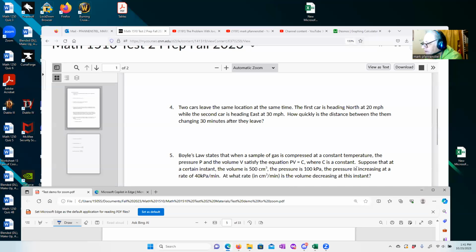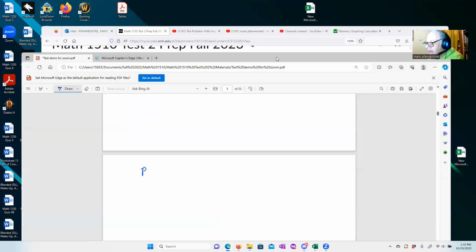Suppose the pressure is increasing at a rate of 40 kilopascals. At what rate is the volume decreasing in this instant? That makes sense, right? If this has to be constant, if the pressure is going up, the volume is going to go down. So we have PV equals C, and then we have to get a related rate here.